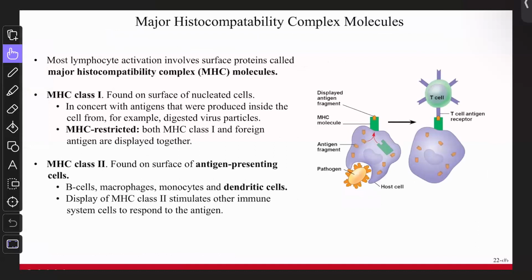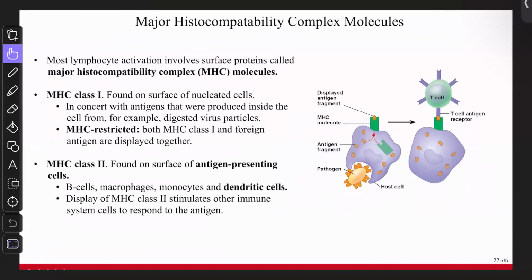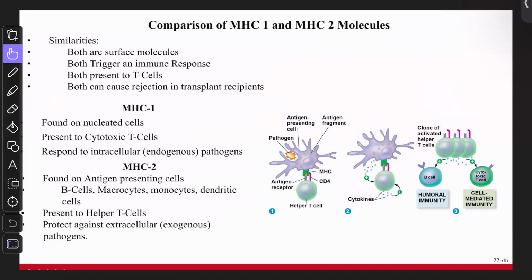Actually, we're gonna hop over here because this is the easier way to understand it. So the information here is related to the information here. This stuff is easier to understand over here. So major histocompatibility complexes come in two forms. There is MHC1 and there's MHC2, right? Now, there are similarities between them. All of them are found on the surface of cells. All of them will trigger some form of an immune response.